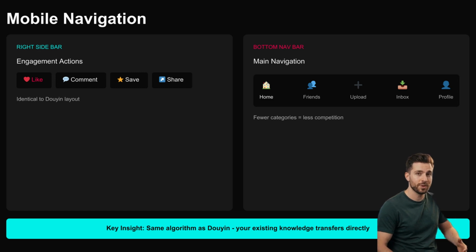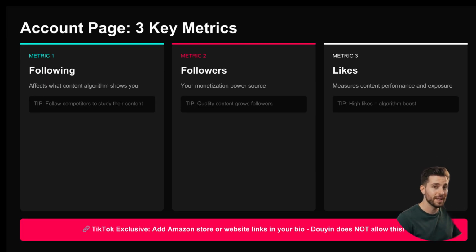Let's start with mobile, where 90% of users spend their time. The right side has your engagement bar: like, comment, save, and share. The bottom navigation takes you to home, friends, upload, and messages. Notice TikTok has fewer categories than Douyin. That's because it's still developing its commercial features. Less competition, more opportunity.